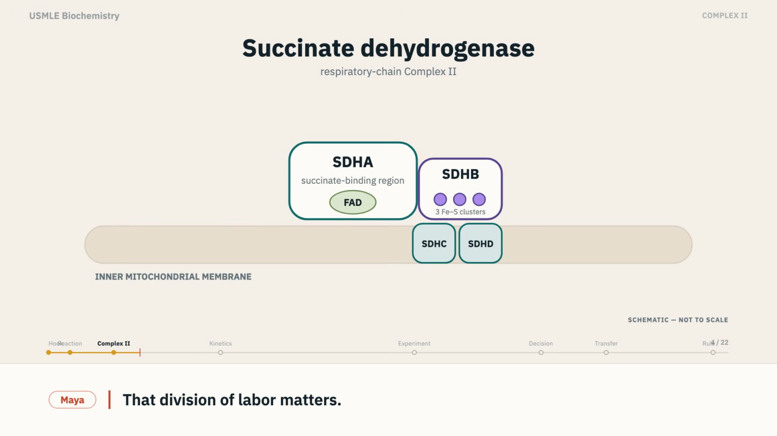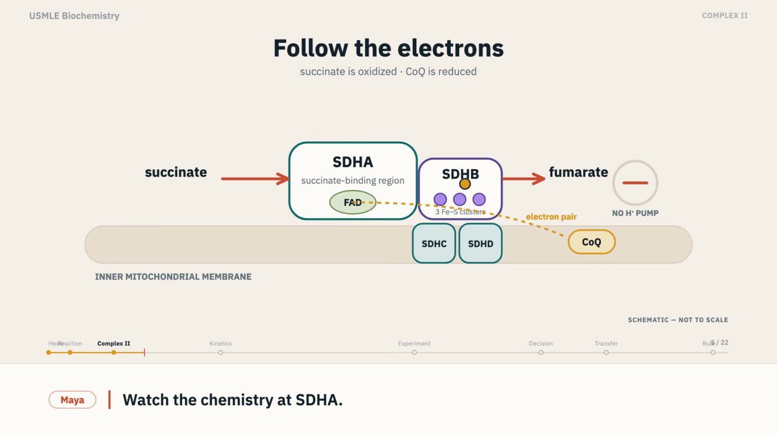That division of labor matters. The catalytic head can reach metabolites in the matrix. The membrane section can reach the lipid-soluble coenzyme Q pool. The location makes the dual function possible. Watch the chemistry at SDHA. Succinate loses 2 hydrogen atoms. A double bond forms between its middle carbons, producing fumarate.